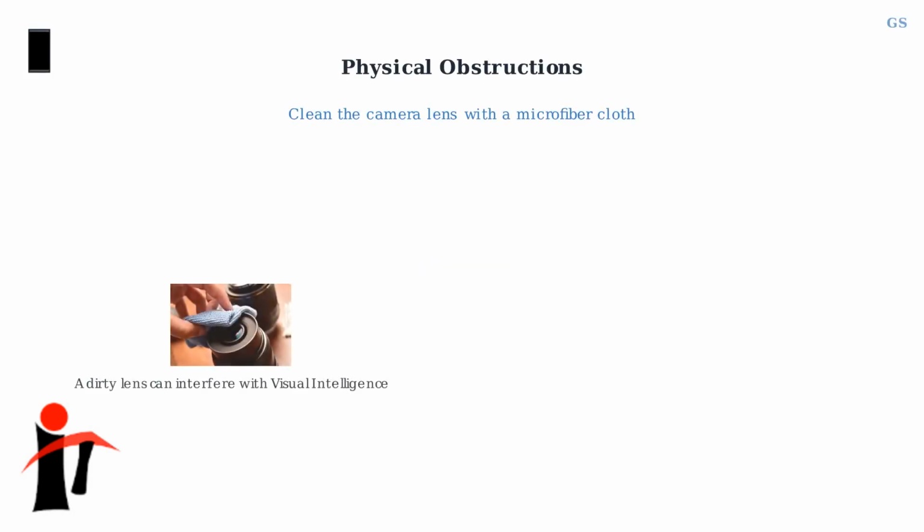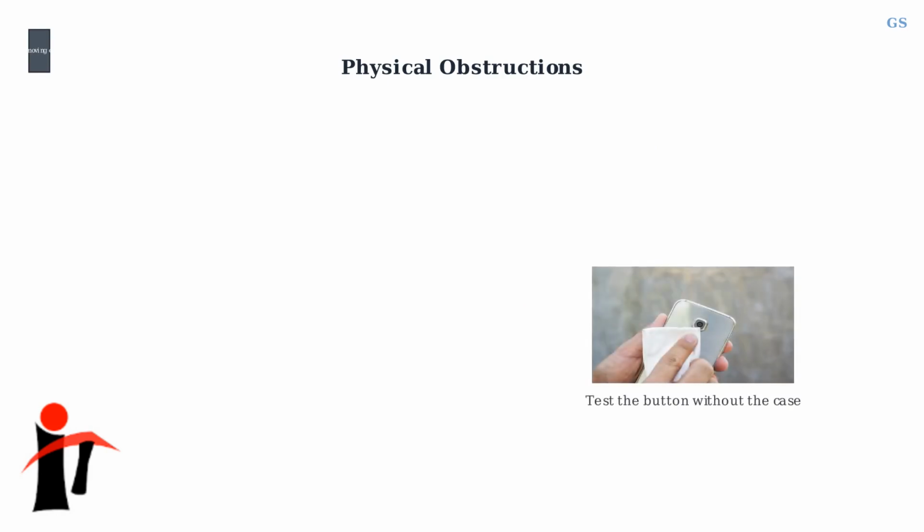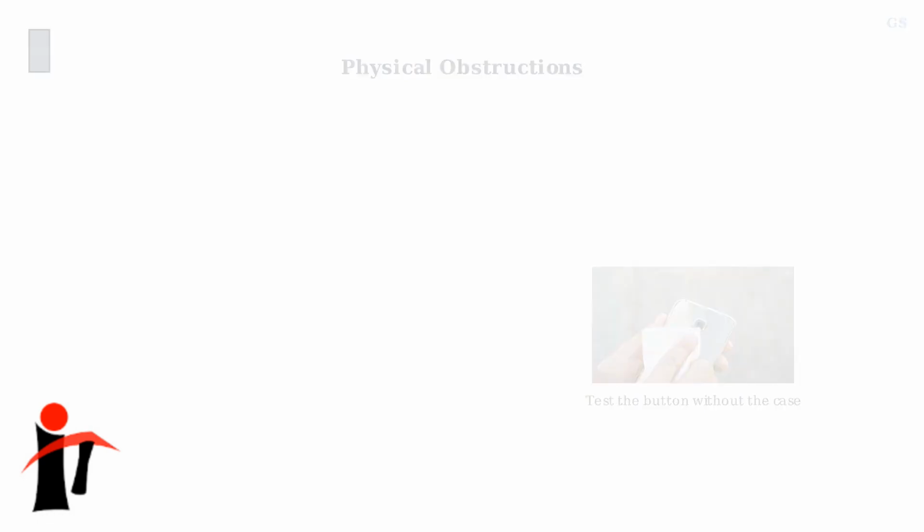Sometimes, the simplest solutions are the most effective. A dirty camera lens can interfere with visual intelligence's image analysis. Use a microfiber cloth to gently clean the lens before use. Additionally, remove any phone case or cover that might be blocking the camera control button or interfering with its functionality. Test the button without the case to see if it resolves the issue.